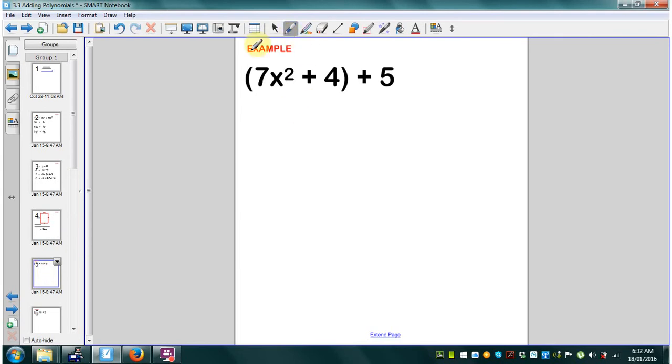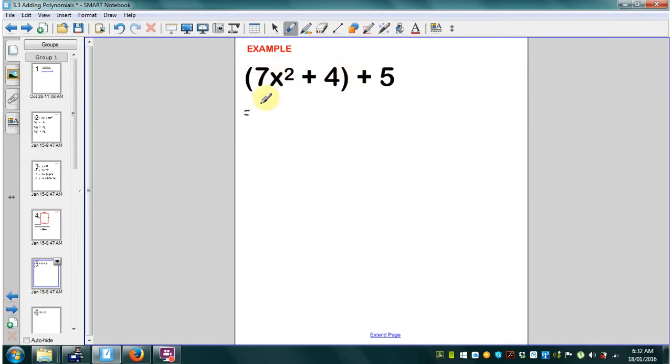Okay, so this is a brand new example for today, and we're going to jump right into examples because that's the easiest way, I think, to see adding polynomials. So here we have a polynomial, technically a binomial because we have two terms, and a monomial. So we're adding these two together, and the steps to add these are quite simple. I want you to write this down as we go.